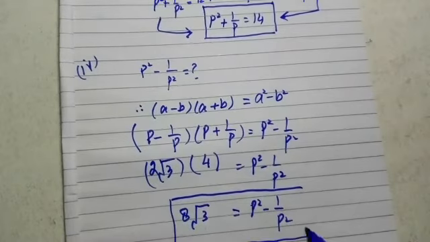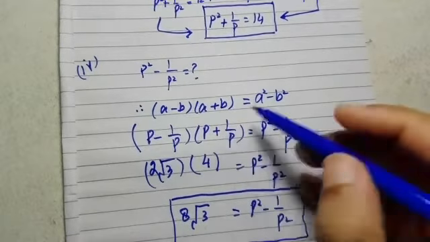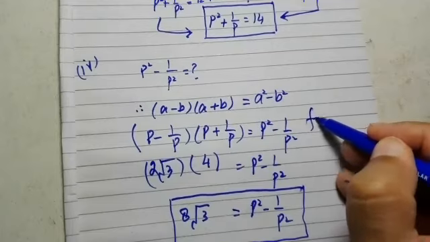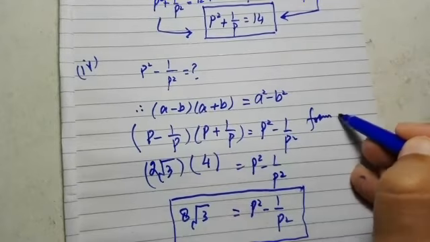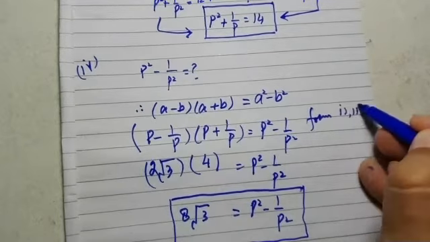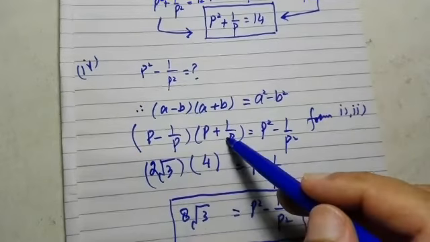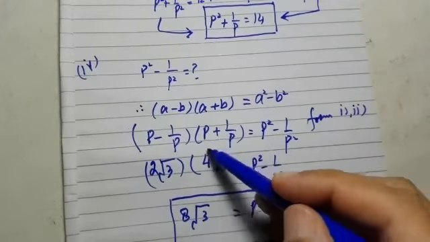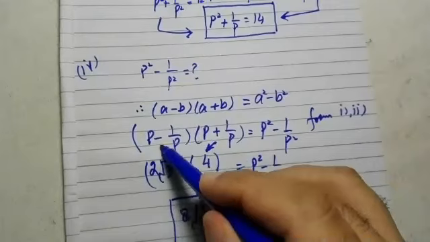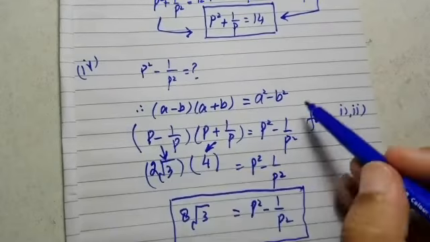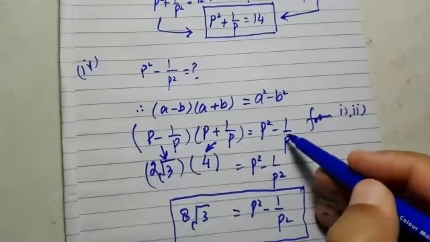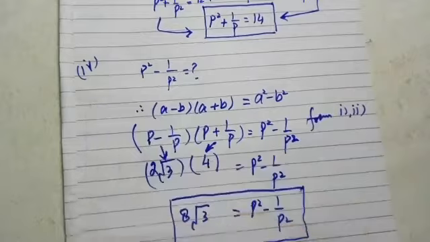It is the answer. So by using the first two parts, from part number 1 and 2 of the same question, we have the values of p minus 1 over p and p plus 1 over p. So simply substitute these values and get them multiplied. You will get this value, and we have generated this value by using this formula.